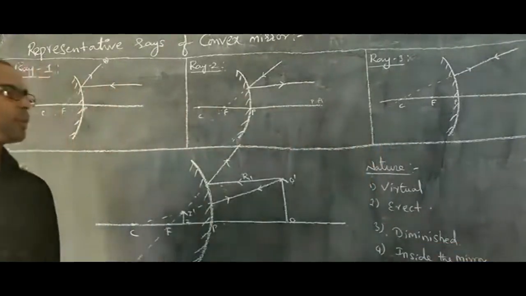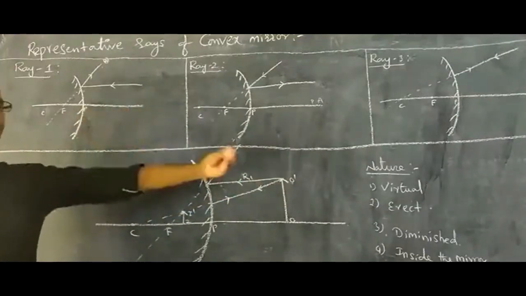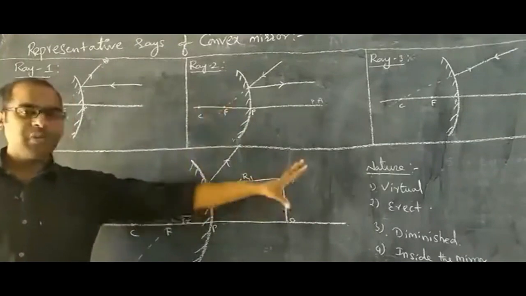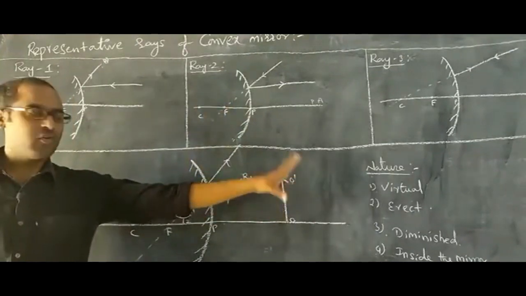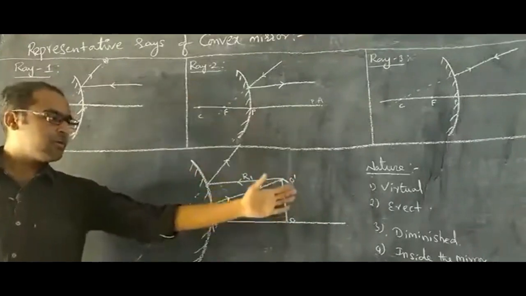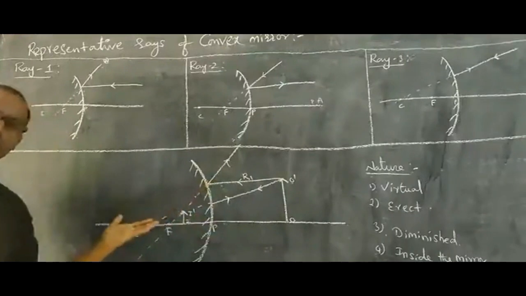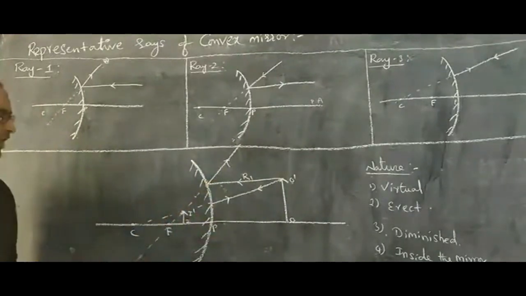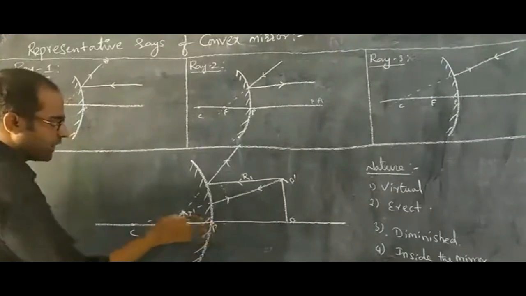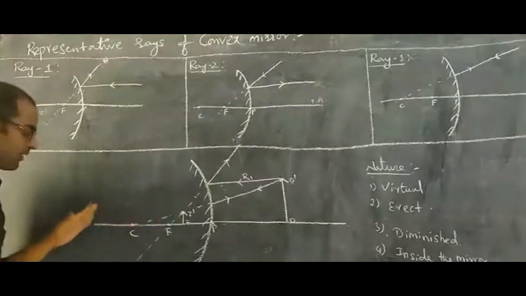So these are the properties of the image formed by the convex mirror. Wherever you place the object in front of a convex mirror, this type of image will be formed. That means a virtual image, an erect image, a diminished image, and the image will be formed inside the mirror. And where will it be formed? Between focus and pole, inside the mirror. It will not be formed here and here.